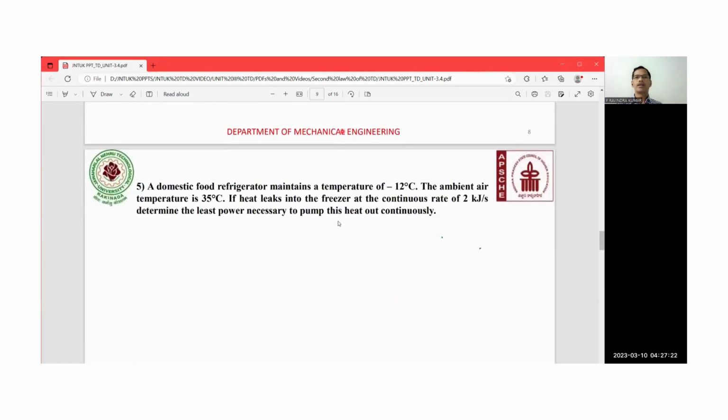Next one is a domestic freezer. The domestic food freezer maintains a temperature of minus 12 degrees centigrade. See how all the problems are connected to day-to-day life, how these thermodynamic problems are connected to the day-to-day situation. The ambient air is 35 degrees centigrade. Heat leaks into the freezer at the continuous rate of 2 kilojoule per second. Determine the least power necessary to pump this heat continuously.